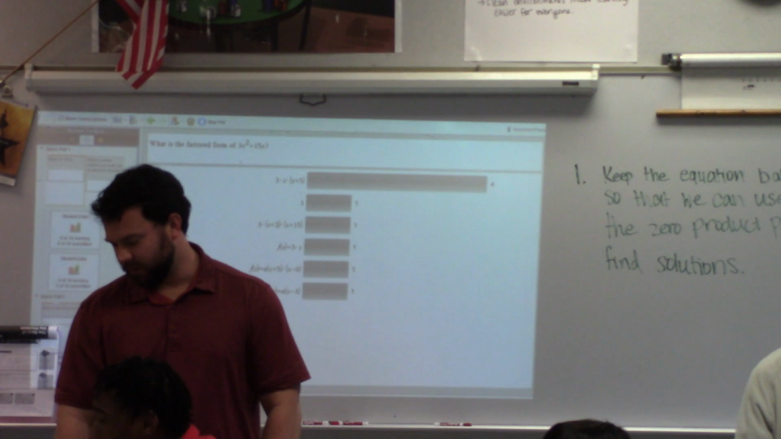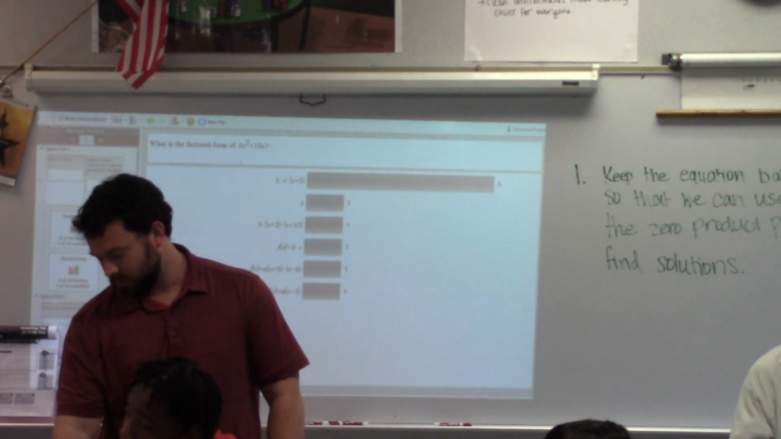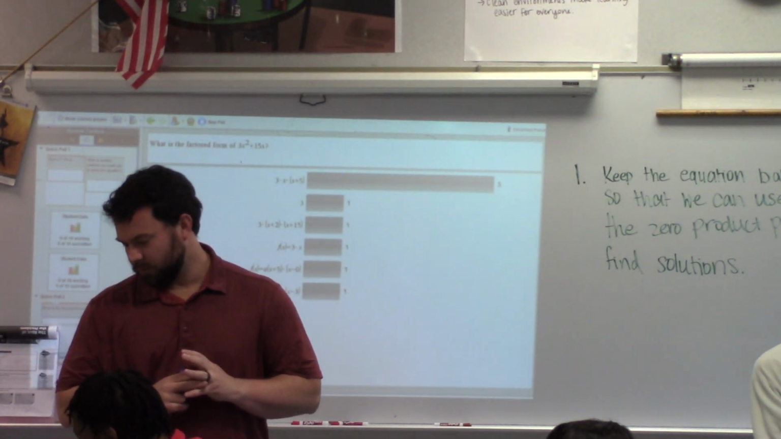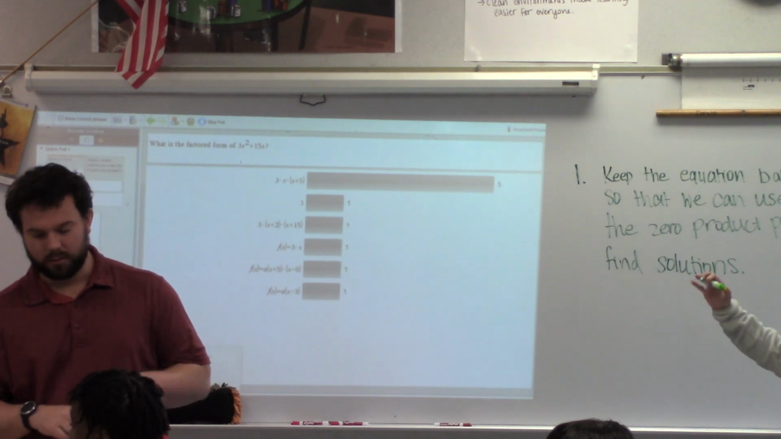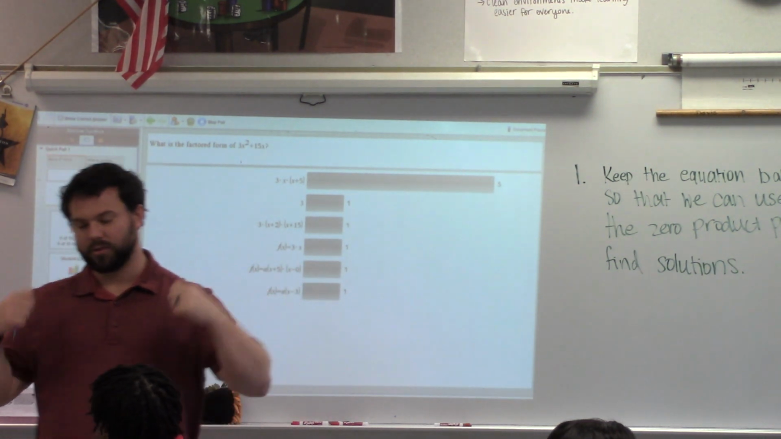We're not solving it. We're not making an equation out of it. We're just pulling out the GCF. Like you said, you don't have to. That guarantees that it shows up there.